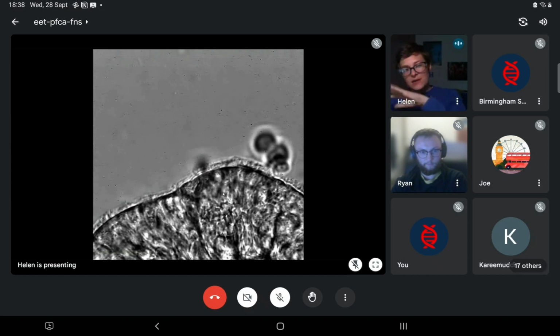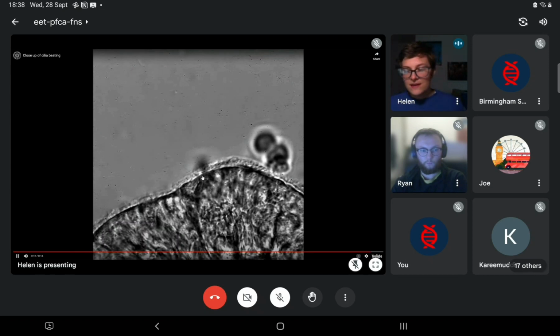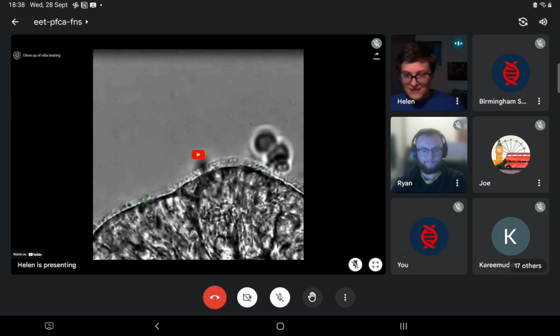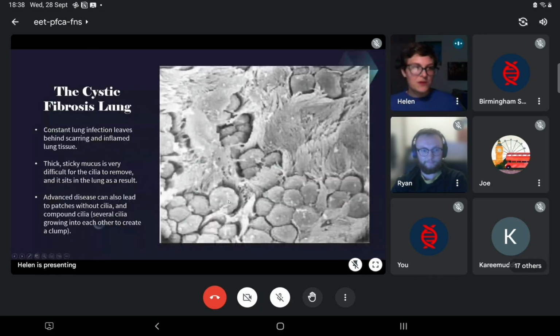So if there was a layer of mucus, that would slowly move the mucus across the surface and up and out of where it needs to be. And that's happening in your lungs all the time. It is. Okay.